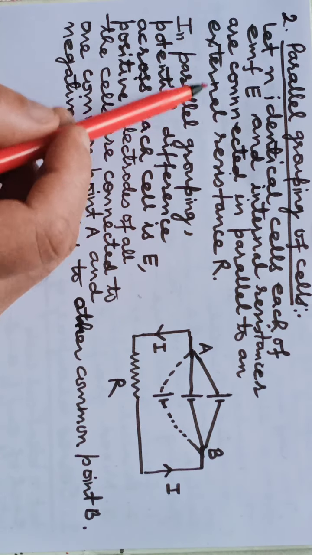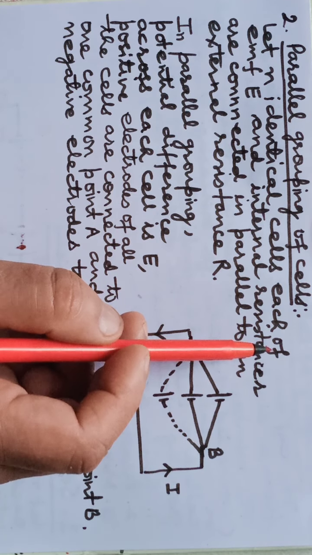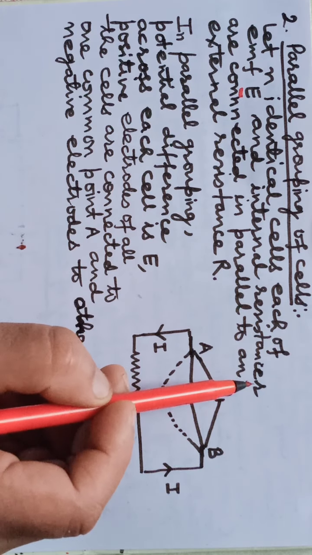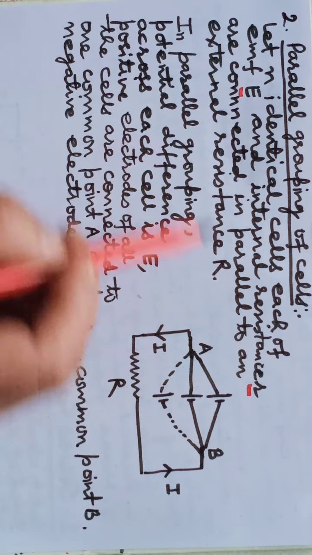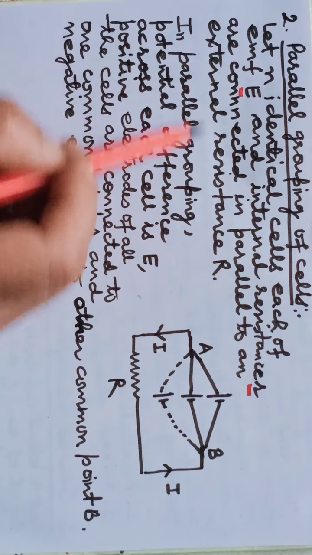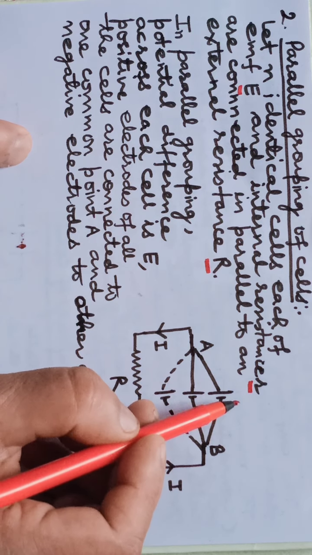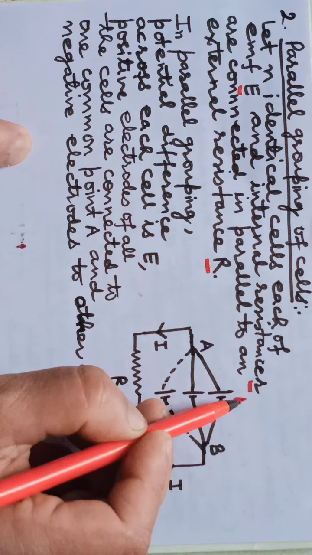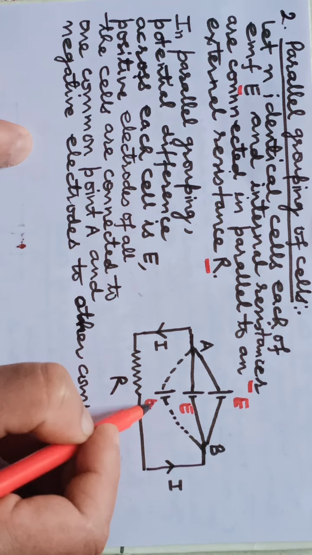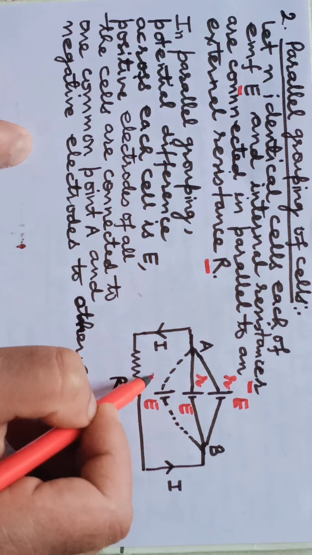Now in parallel grouping, let n identical cells, each of EMF E and internal resistance r, be connected in parallel to an external resistance R. Here in this circuit, the EMF of each of these cells is E and the internal resistance is r.